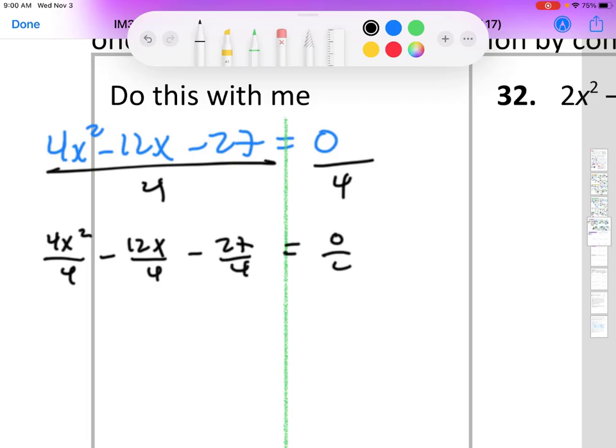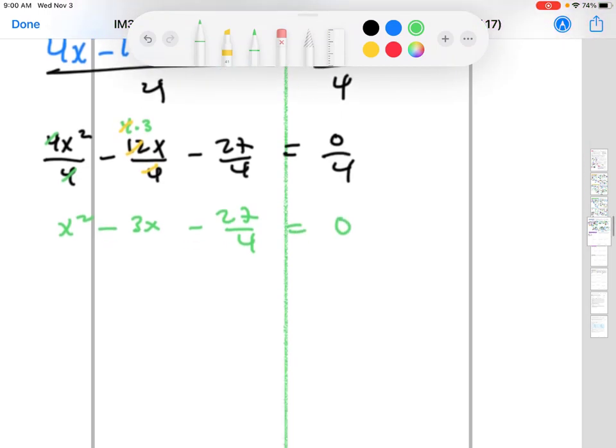And of course, you can do that here. So that becomes just x squared. 12 divided by 4 is 3x. Remember, you can think of it as 4 times 3, and then these 4's would cancel. That's why you're left with just a 3x, if that makes sense. And that is just 0.